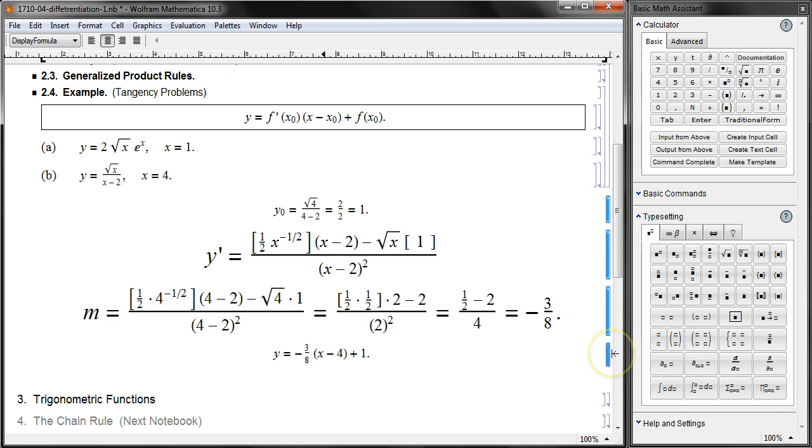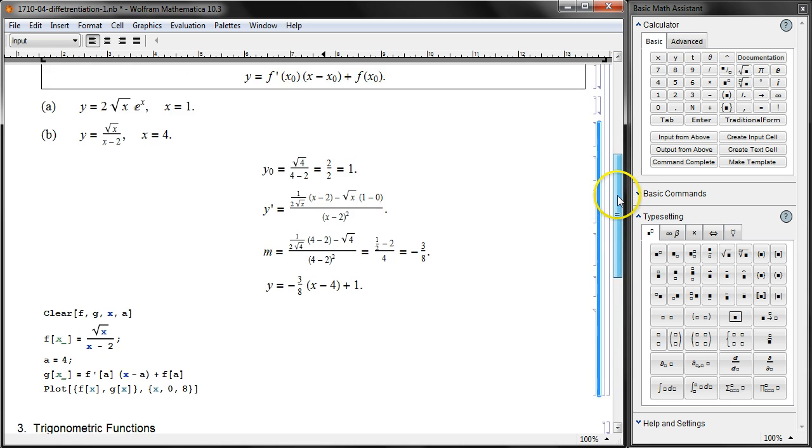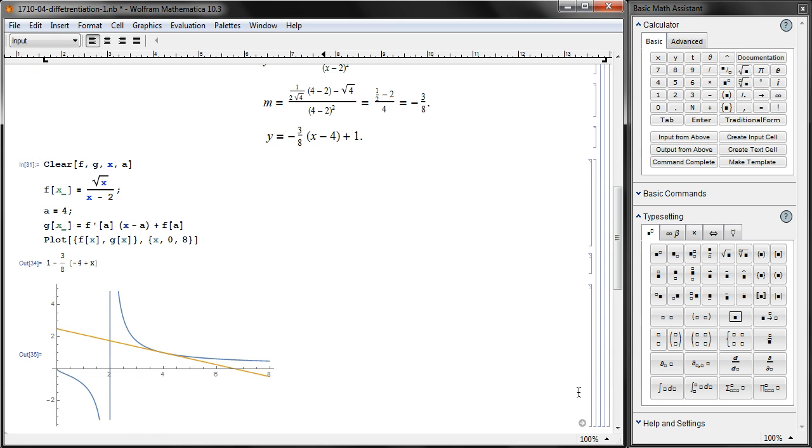Well, let's go over to the answer key, which is a little bit more elegantly written. Here we go. The y naught computation, the derivative computation, the slope computation, and finally the point-slope equation of the line. How about a visualization? Yes, alright, right here we have tangency.